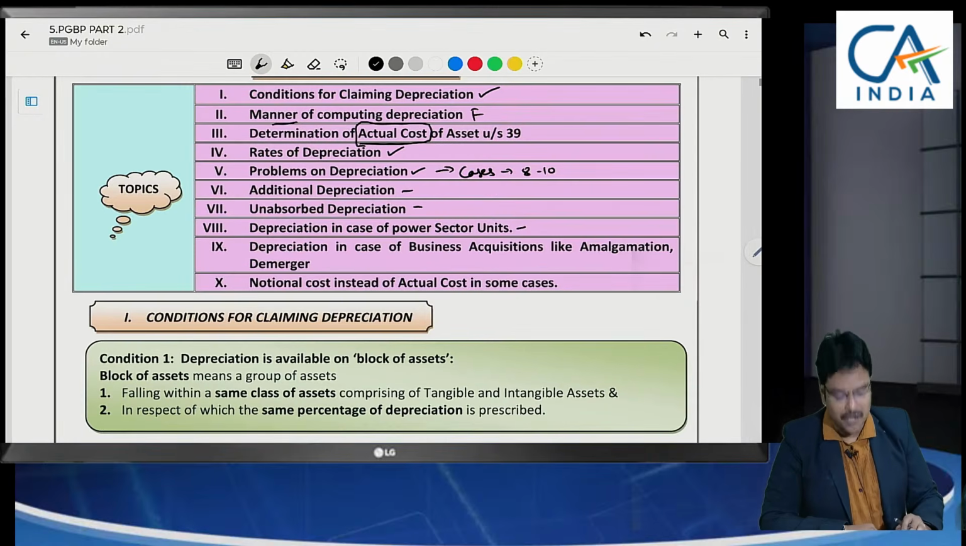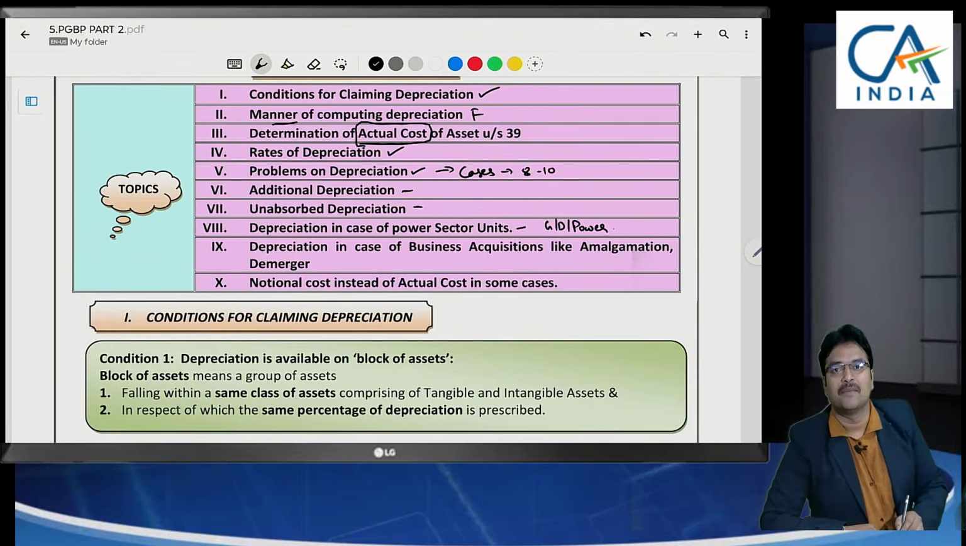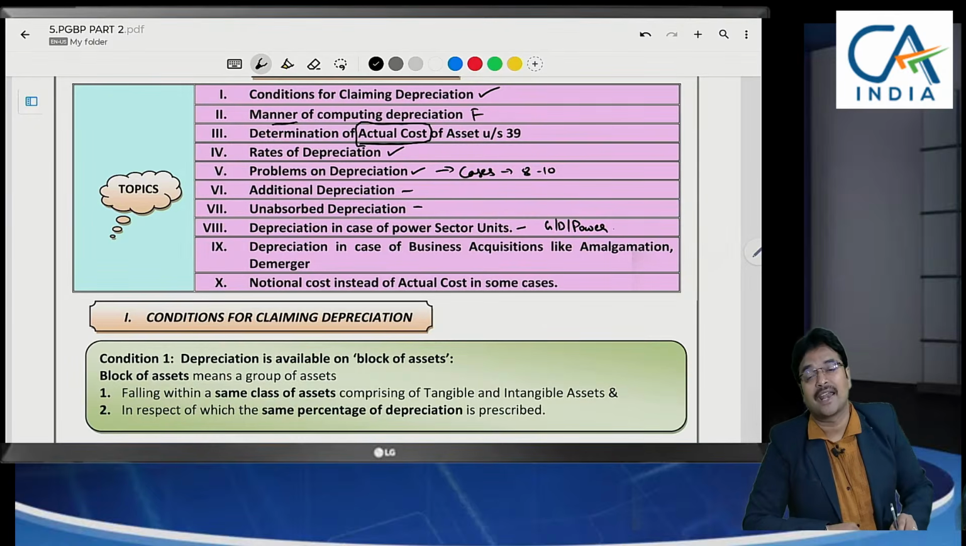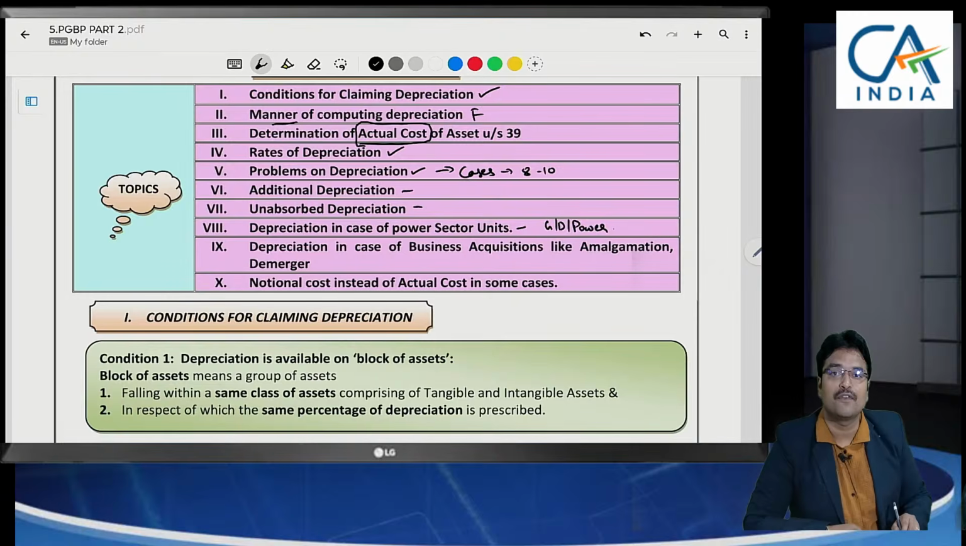Depreciation in case of power sector units. So generation or distribution of power generating units, power plants. For them, they can claim depreciation on straight line basis also. Usually in case of block of assets we follow WDV method, but in case of power sector units only straight line method is also permissible. So if straight line method is opted, how to compute the depreciation, those aspects we will discuss there.